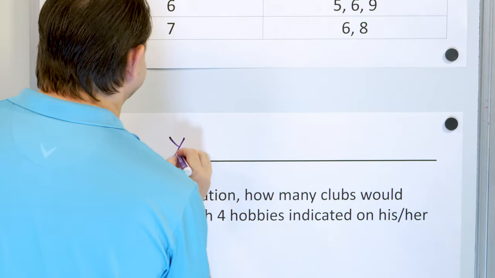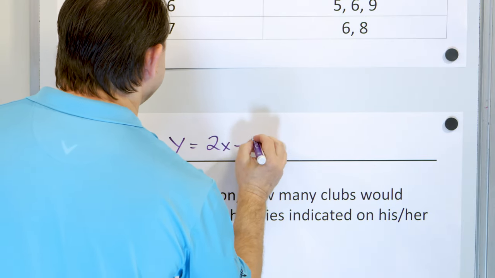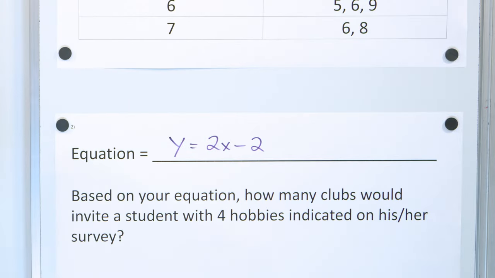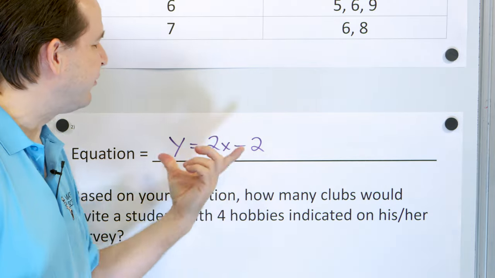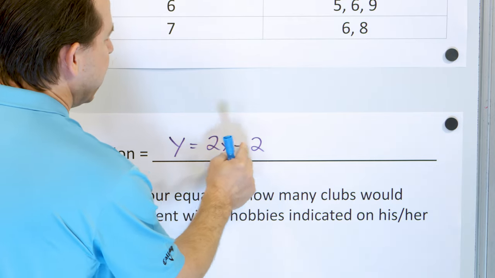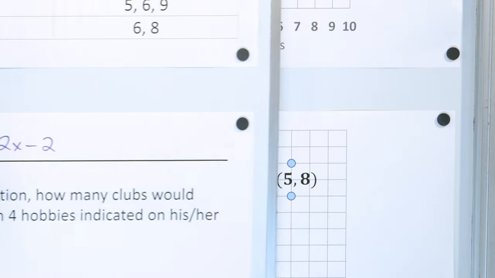So I say y is equal to 2x minus 2. Now before we go on and do anything with this, let's see if this line actually makes sense. The slope is 2, and the y-intercept is negative 2.